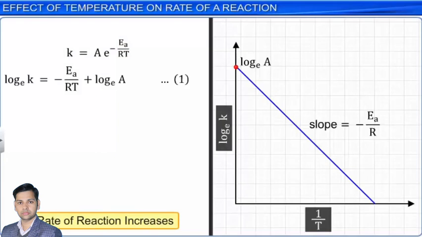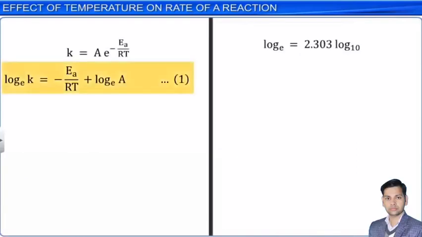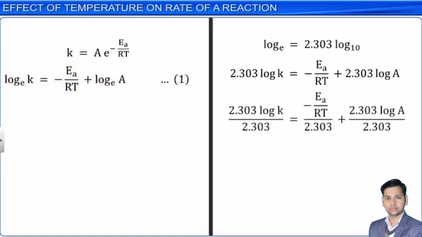As log to the base e is equal to 2.303 log to the base 10, equation 1 can also be written as 2.303 multiplied by log K is equal to minus EA by RT plus 2.303 log A. On dividing this equation by 2.303 on both sides, we get log K is equal to minus EA divided by 2.303 RT plus log A. Let this be equation 2.